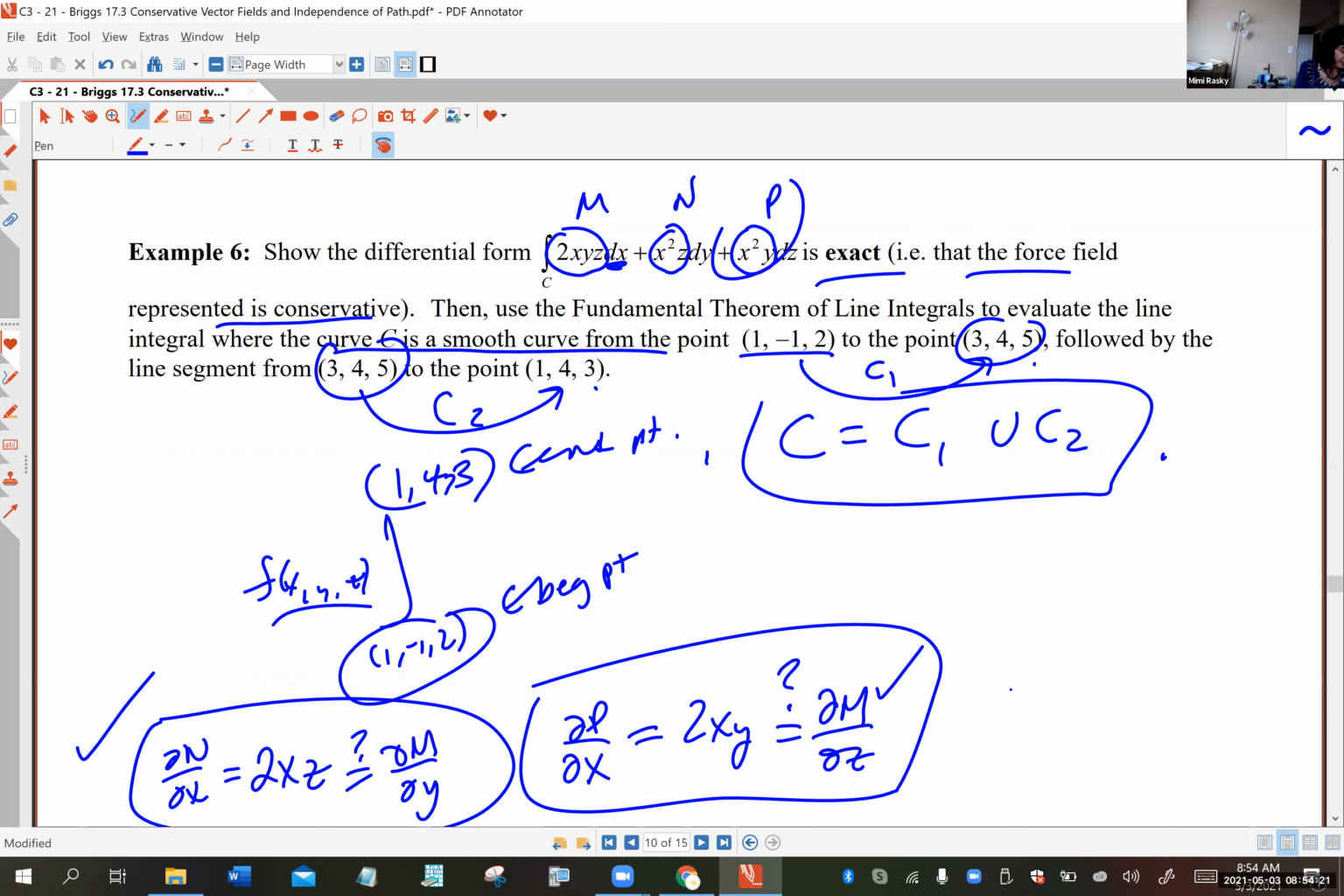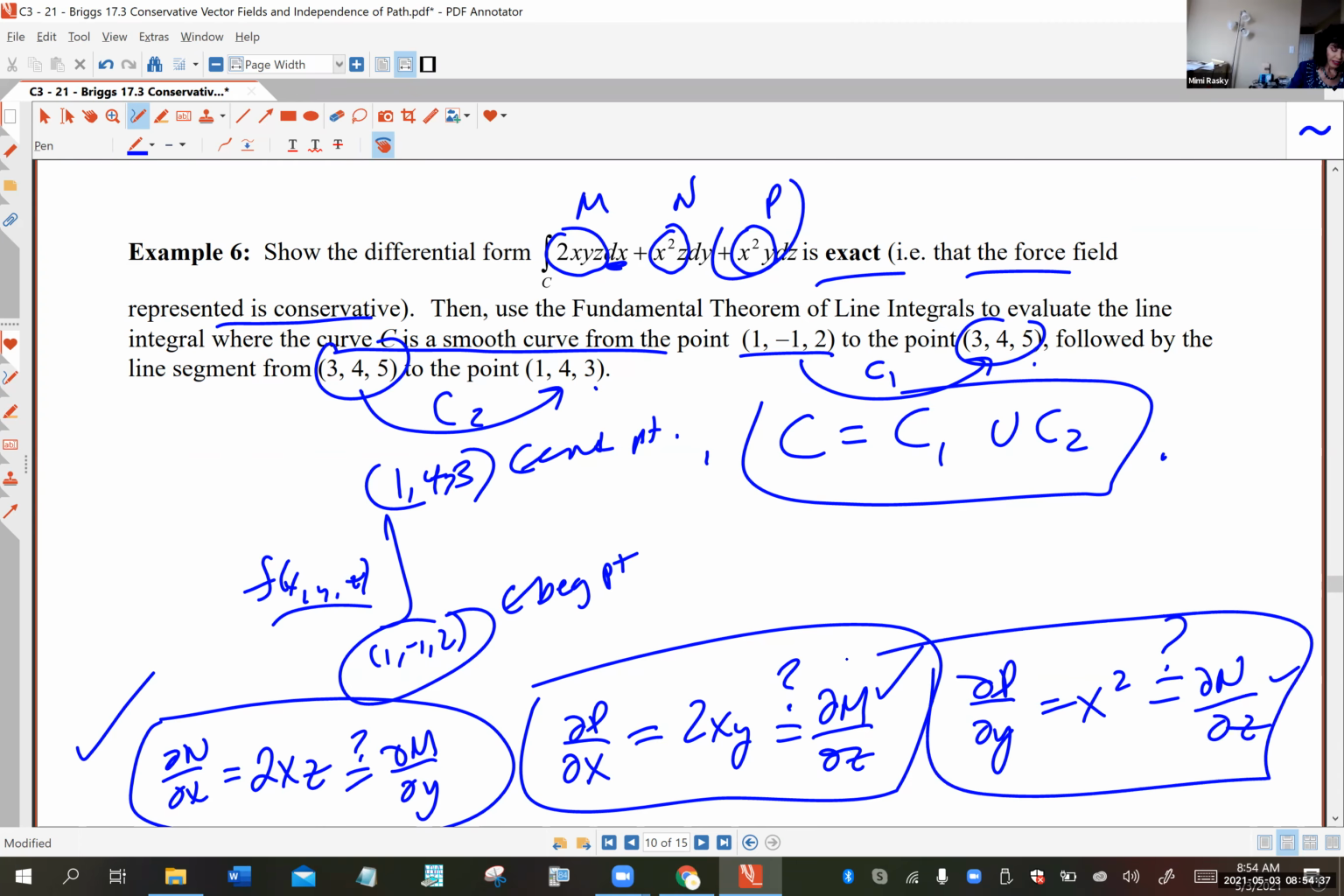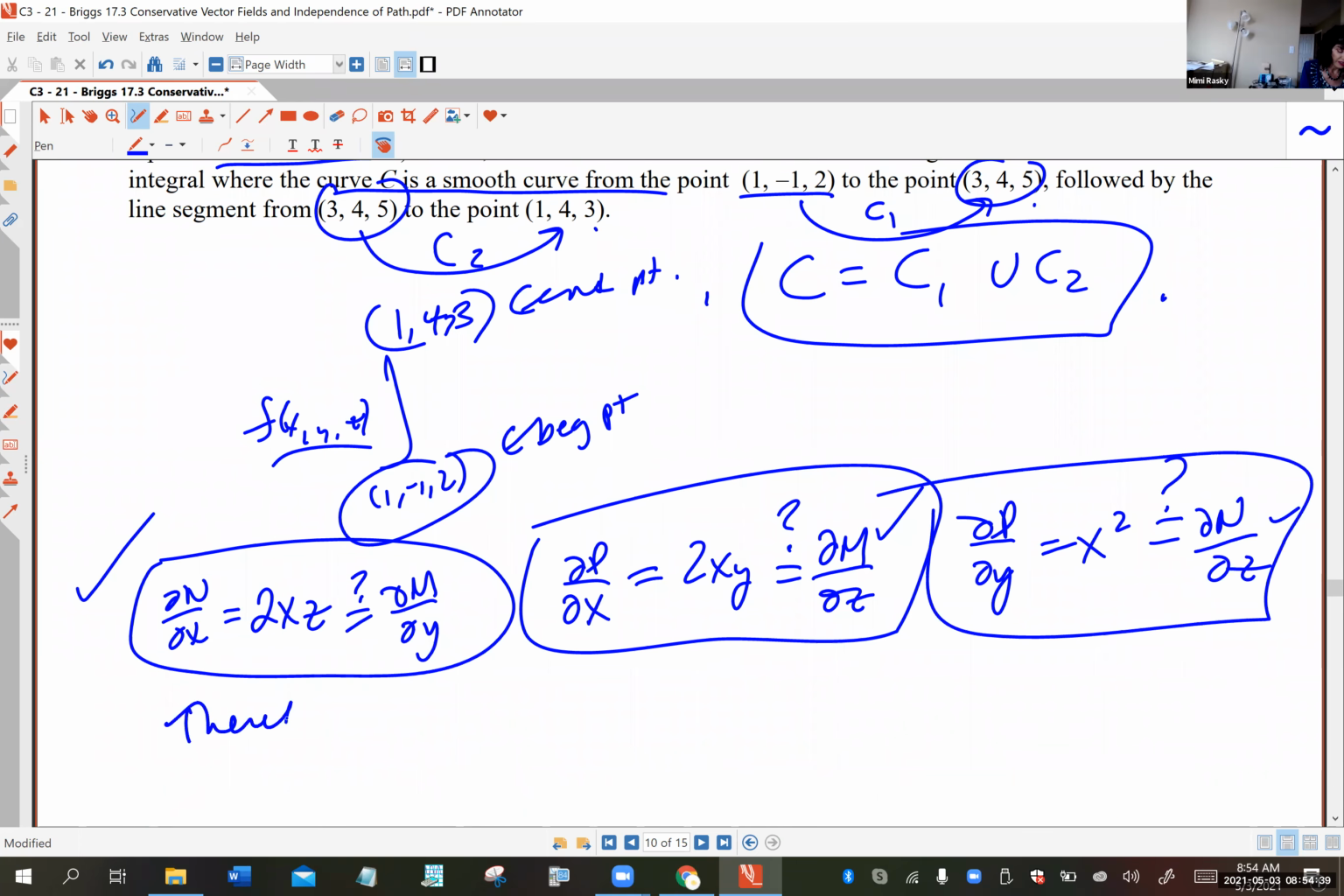And then finally, you need to check if dP/dy is the same as dN/dz. When you differentiate x squared y with respect to y, I get x squared. Is that the same as dN/dz? And it is. So we have all three happening. Therefore, the vector field is conservative, and the differential form is exact. You've shown it all. So now what?